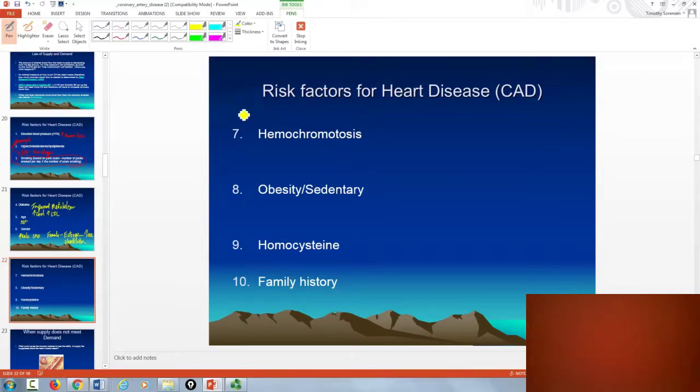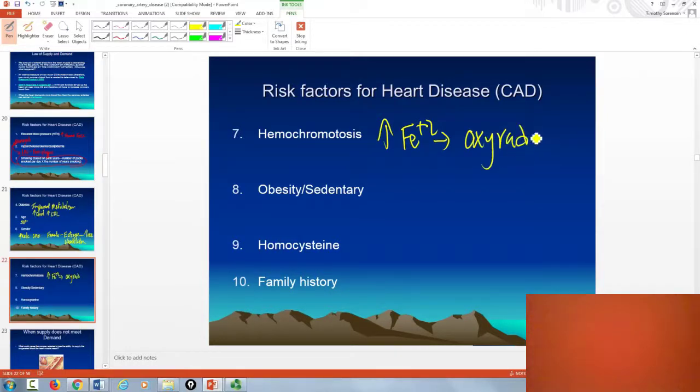Hemochromatosis is elevated iron. And elevated iron produces these things called oxyradicals. And oxyradicals are basically free-floating electrons. And free-floating electrons can damage cells. So it's typically guys, because women have a period once a month, that this increases their risk.